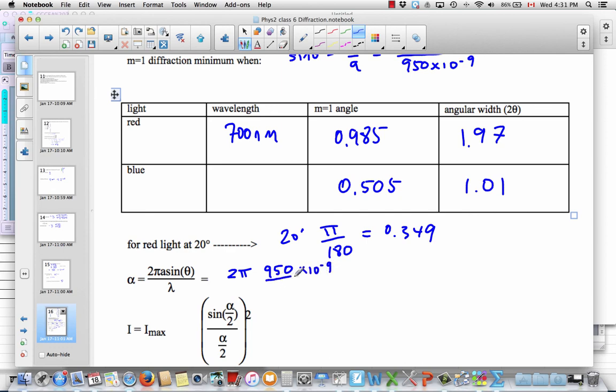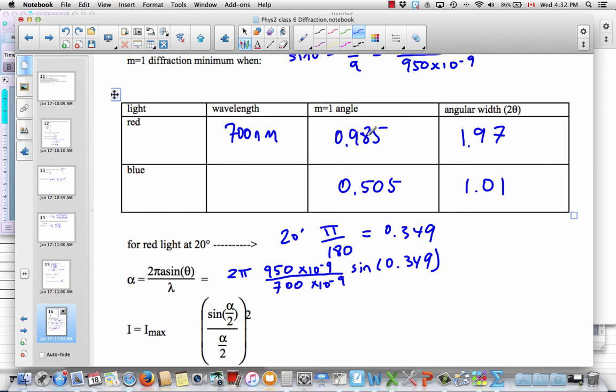Now the nano is just going to cancel out, so the 10 to the minus 9 is almost just an irritant. The wavelength for the red light was 700 nanometers, and then we still need to multiply by the sine of the observation angle, 0.349. Now at 20 degrees, we're still pretty comfortably within that central maximum.